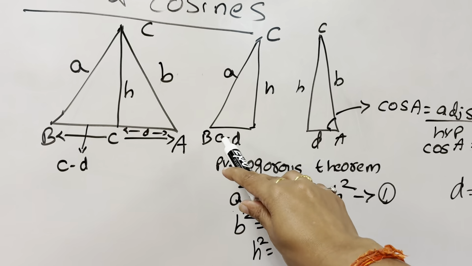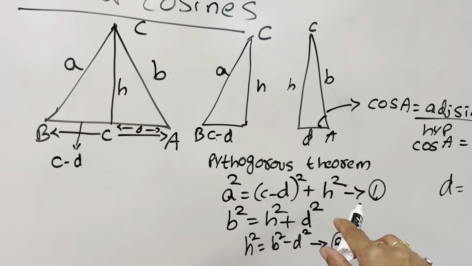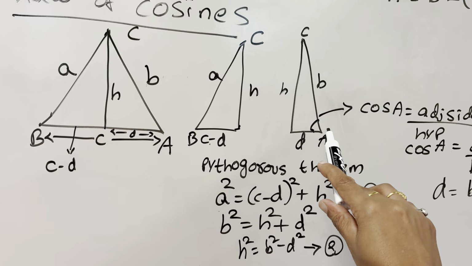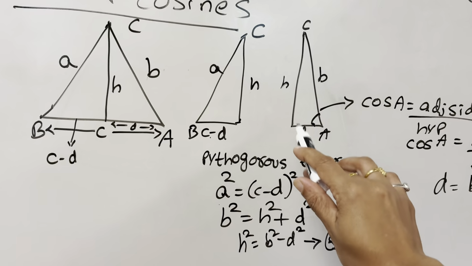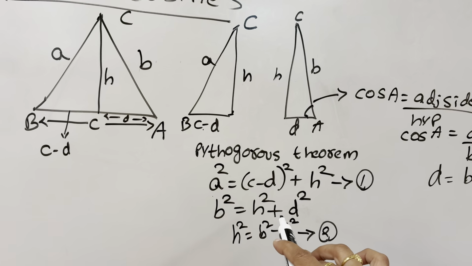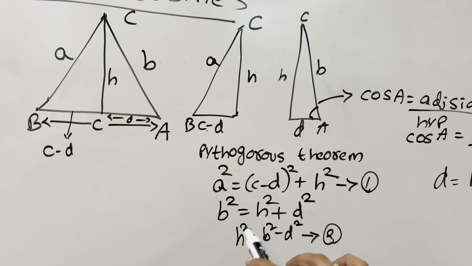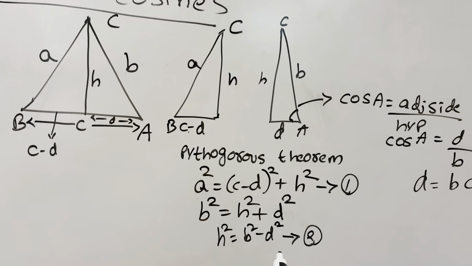So a square is equal to (c minus d) whole square plus h square is the first equation, and for the second it is b square is equal to h square plus d square. So from this equation I am rewriting my h value. h square is equal to b square minus d square.